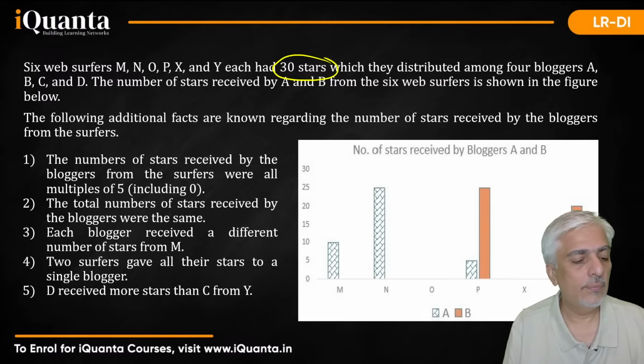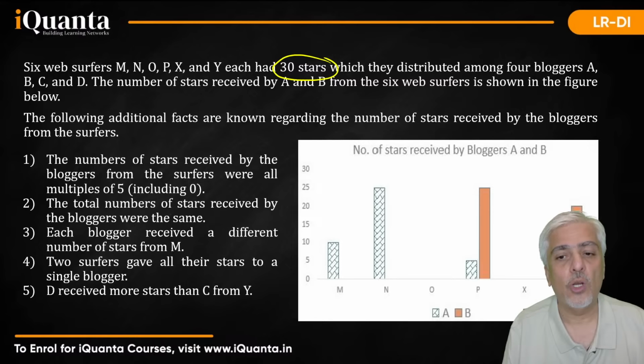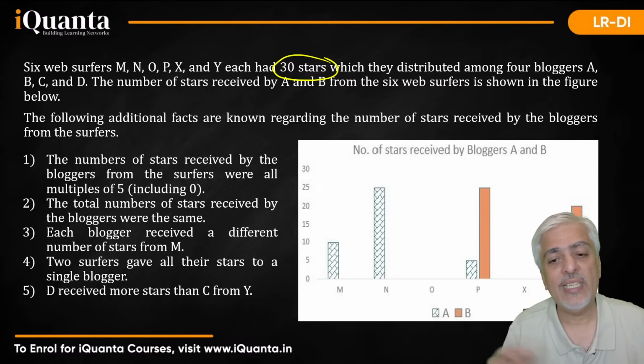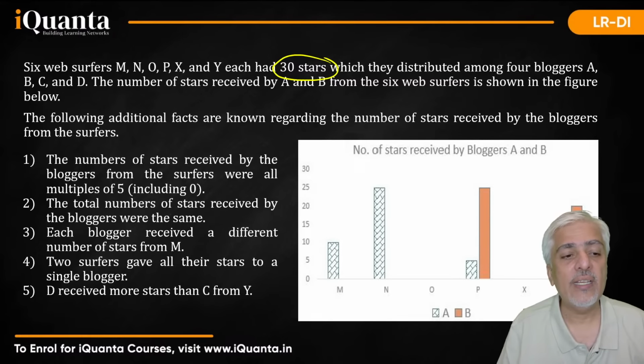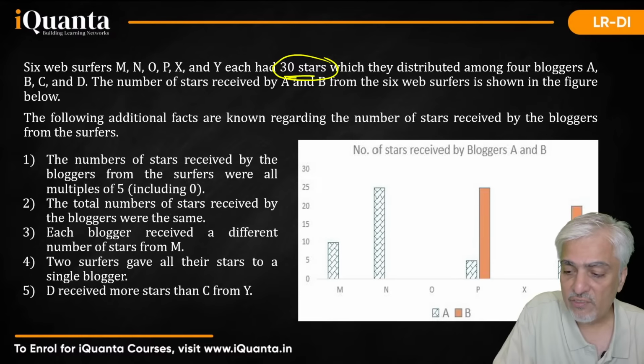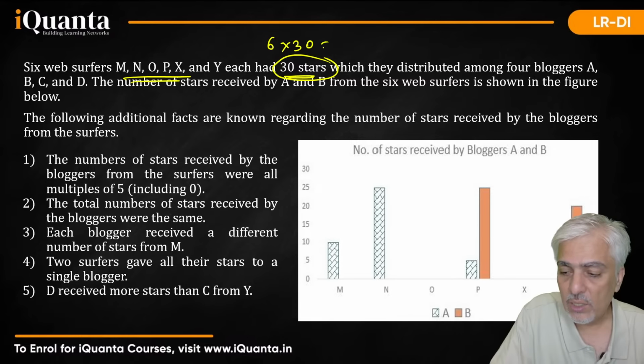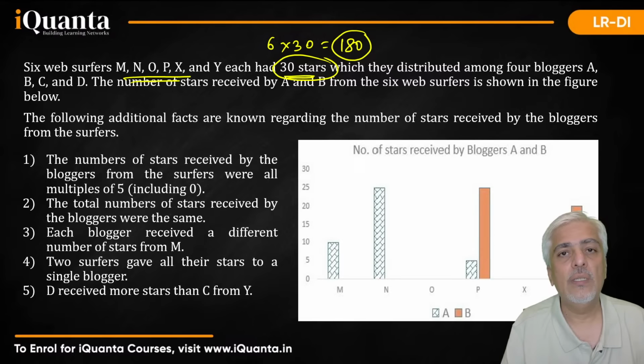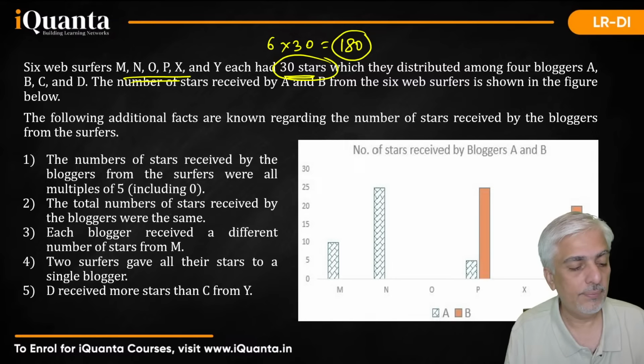So, 6 web surfers have 30 stars which they distribute among 4 bloggers, A, B, C, D. The number of stars received by A and B from the 6 web surfers is shown in the figure. So, who received how many is being shown in the figure. There are 30 stars everybody has and there are 6 people. So, can I say 6 30s are 180 stars are available for distribution? 180 stars are actually available for distribution.